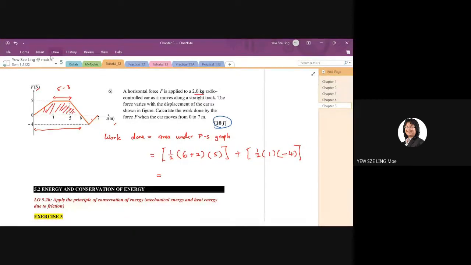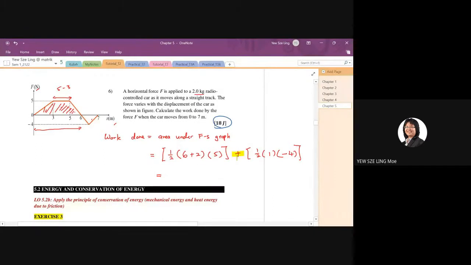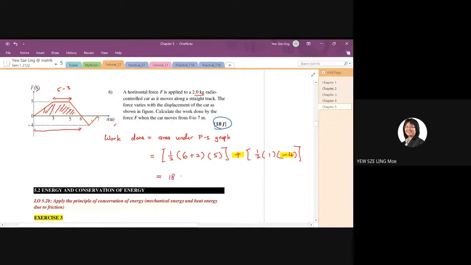Okay, so remember when you calculate the area, you are actually calculating the total area. So you use a plus sign in the equation, but when you substitute F as a negative value, all right, therefore you're going to get 18 joule.